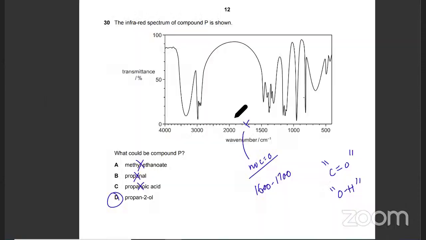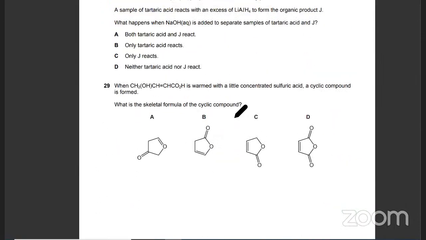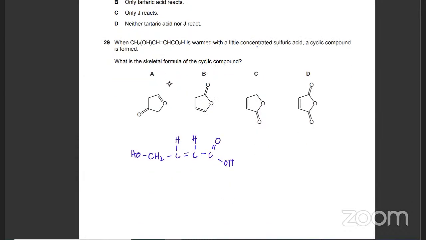So next one is: I've got this molecule and it's reacted with sulfuric acid, and a cyclic compound is formed. What is the skeletal formula of this cyclic compound? So I've got a CH2 with an OH, then a CH, then a double bond in the middle, then another CH, and then there's a carboxylic acid. Tell me what will happen. What kind of cyclic compound would be formed in this reaction?